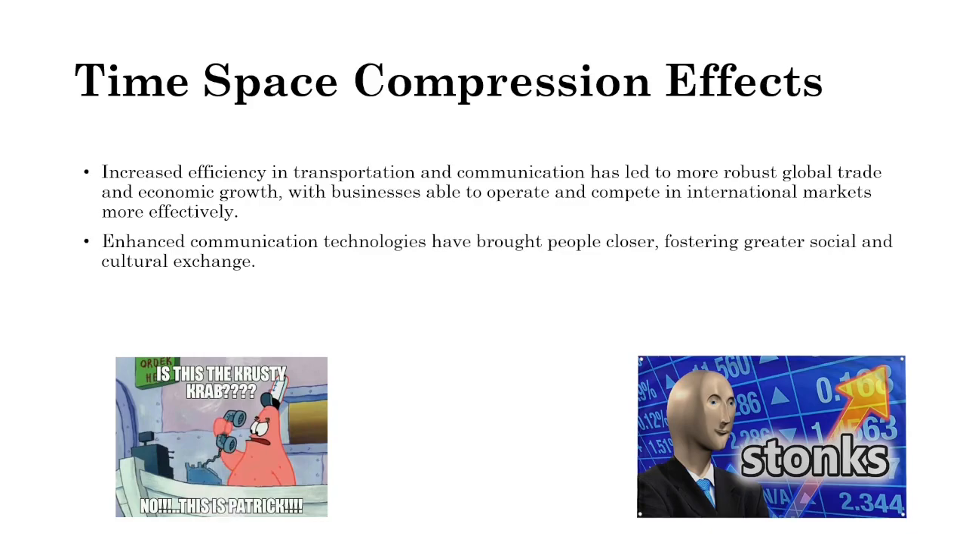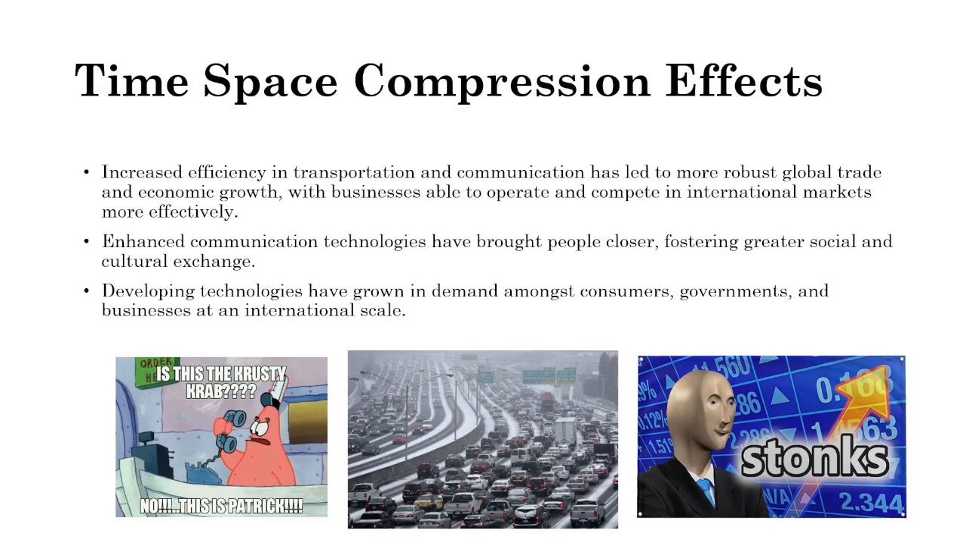We can see people being brought closer together, people talking to each other more and to people further away. We see greater cultural exchange as a result. We see people getting these technologies in higher demand. Governments want these technologies as well. Businesses want these technologies because they want to talk to people at a higher scale. And this has occurred internationally. So time-space compression has happened across the entire world.